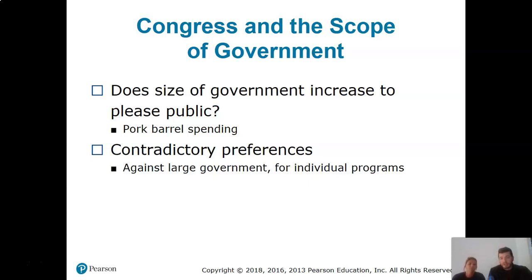Also, we have contradictory preferences. People who are against large government in some cases are for individual programs. I feel like it's just hard to really find a balance here. We want the government to provide for us as Americans. However, we don't want them interfering in our lives too much. Yeah, exactly. So you have to find this balance. And again, it really does depend on your ideology a lot. But I think you could find on either side of the aisle people that are definitely going to be contradictory in what they want the government to do.